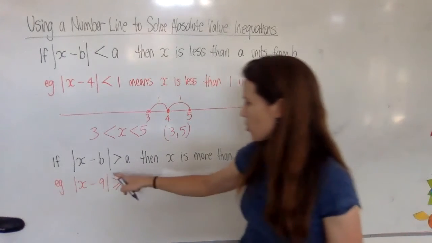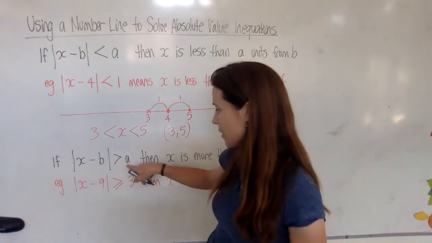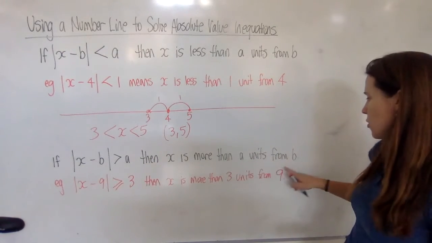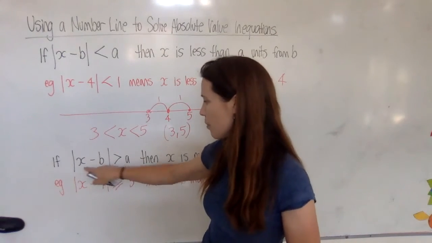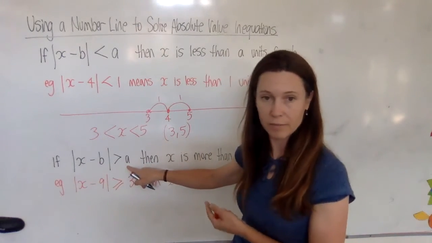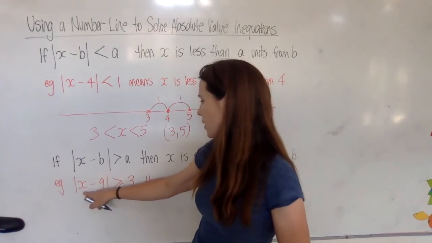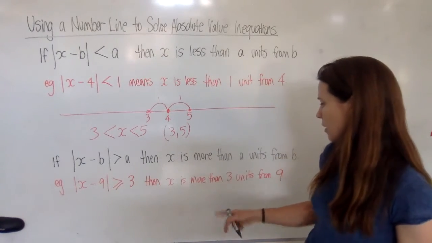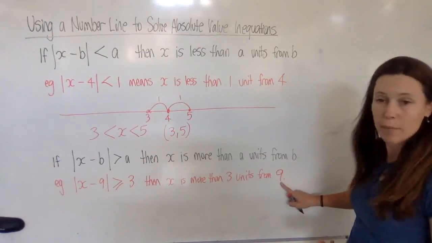Now, when you've got a situation where the absolute value of x minus b is greater than a, what you're saying is that x is more than a units from b, because the distance between x and b is more than that. So in our example here, we're saying that if the absolute value of x minus 9 is greater than or equal to 3, then x is more than 3 units from 9.